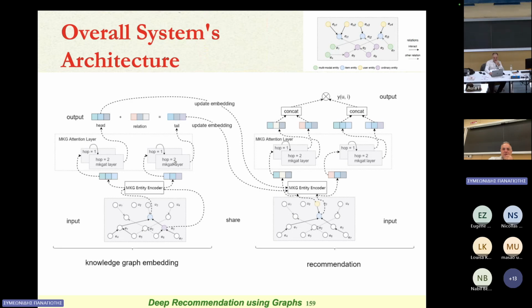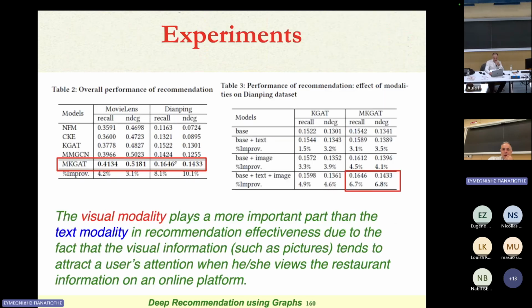This is the overall system architecture. And of course, we see some experiments and an ablation study. So they beat the K-GAT, the knowledge graph attention algorithm. This is the multimodal K-GAT. And they found that this image visual modality plays a very important role in their experiments. So this is one finding from this work.